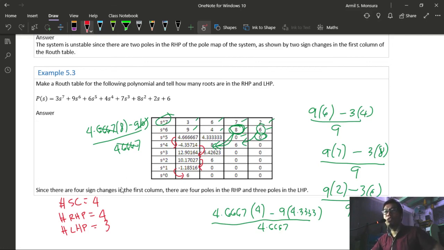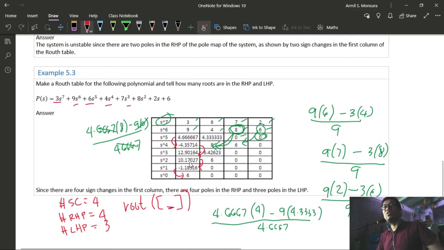Okay, pwede nyo rin i-verify yung location yan, using roots function sa MATLAB or sa Octave. So, input nyo lang dito yung array ng coefficients. Okay. So, ayun. Ma-verify nyo yung roots. Then, ma-verify nyo na 4 doon ay positive, or located sa right half plane. Yung 3 doon located sa left half plane. Okay. So, that's for your basic route table. Okay. So, sa next topic, pag-aaralan natin yung mga special cases ng route table ninyo.